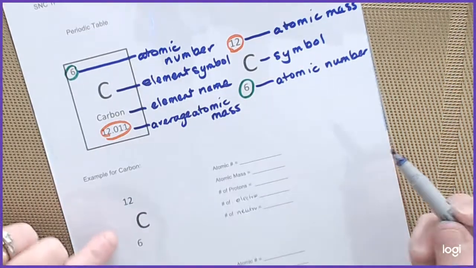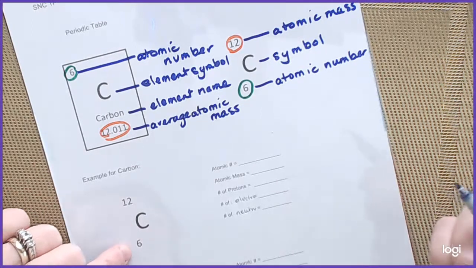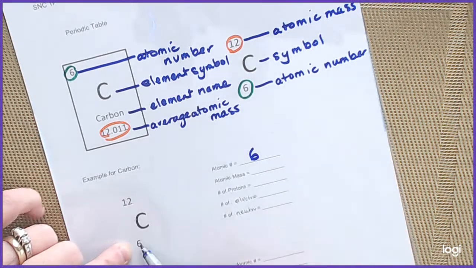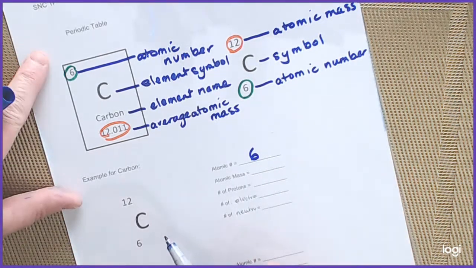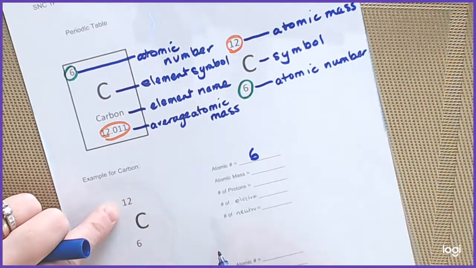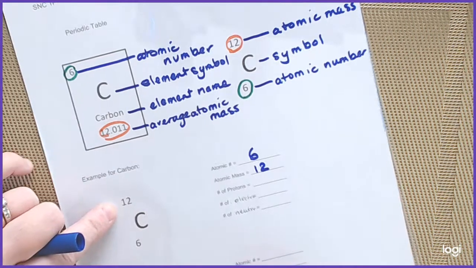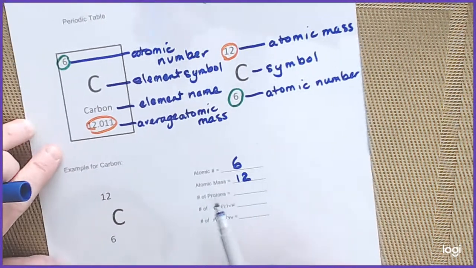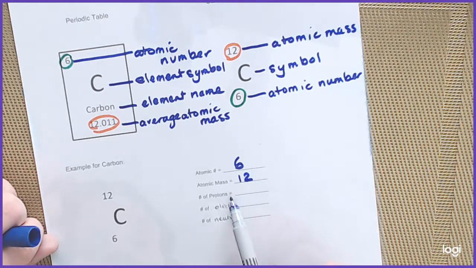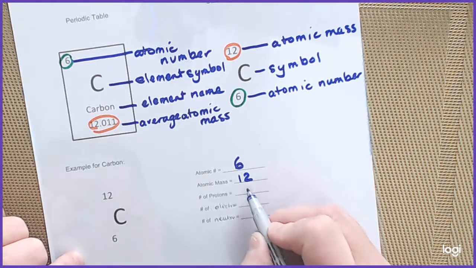Okay, so our first one here is carbon. Our atomic number down at the bottom is 6. Remember, on the periodic table it's up at the top, so this is a little bit different. The mass is this number here up at the top. It's 12. Now, remember that our number of protons is equal to the atomic number. So in this particular case, our atomic number is 6, so our number of protons is 6.